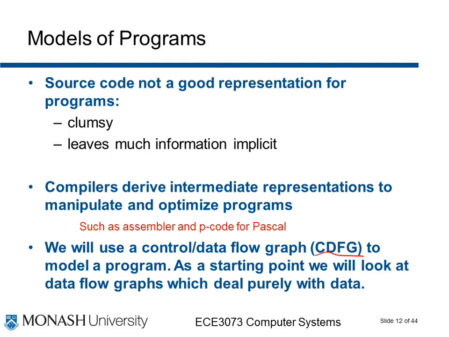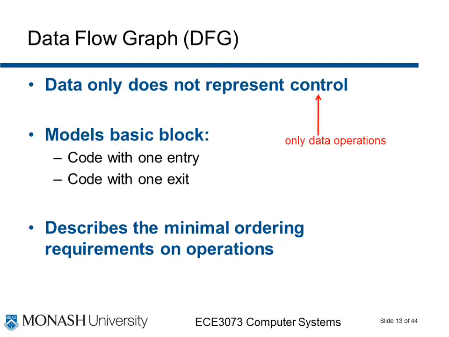So what is a control flow data flow graph? Well, let's first look at what a data flow graph is. The idea is that we're just representing data where we have data coming in, data coming out, and we do various arithmetic operations in between.